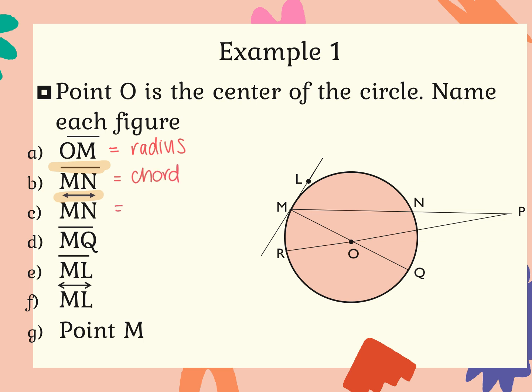And then what about line MN? What is it? It's a secant, okay? It goes straight through. It enters the circle twice. It touches the circle twice. Secant.